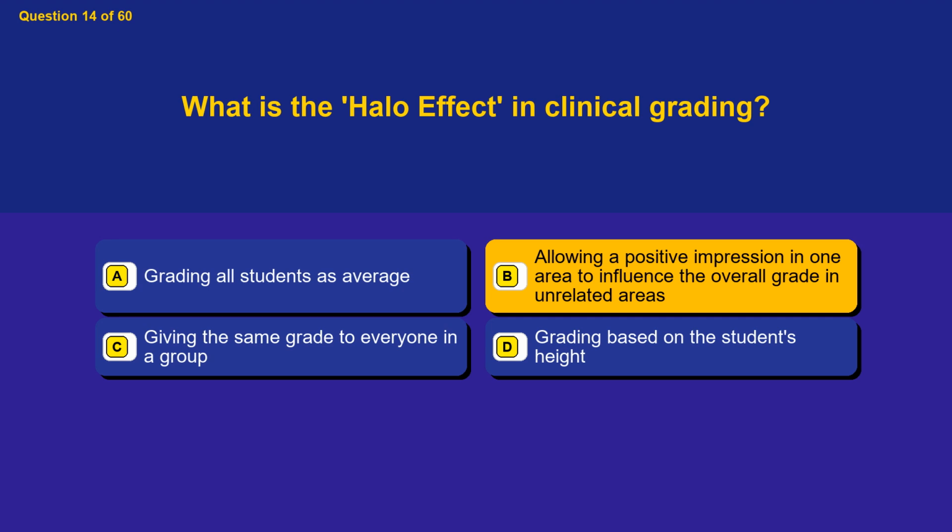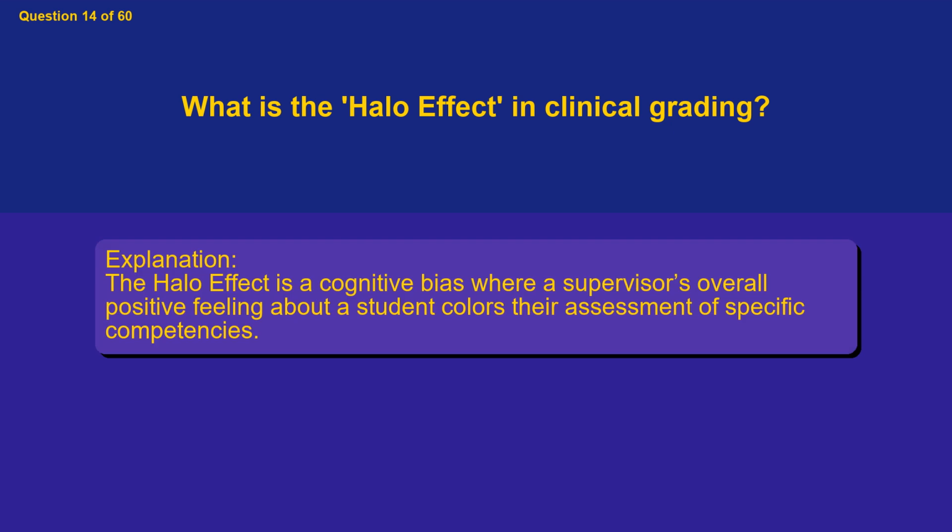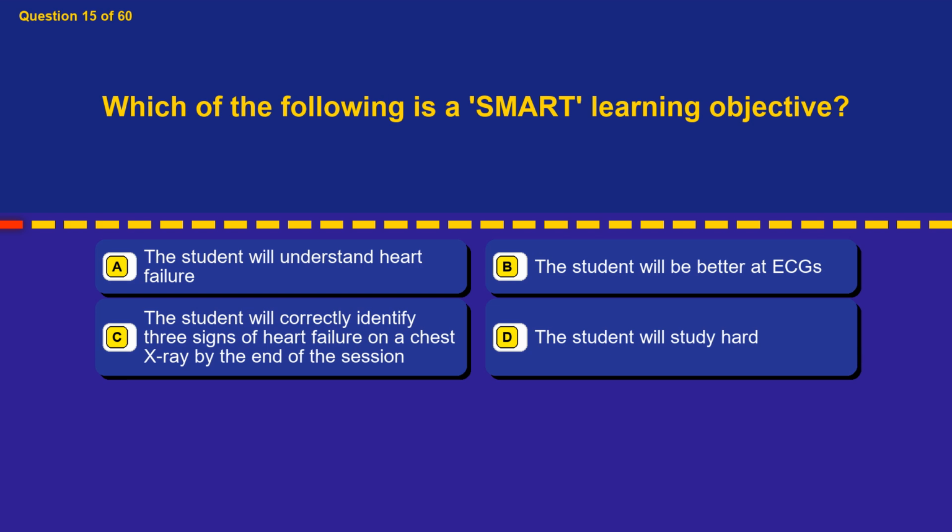The correct answer is option B, allowing a positive impression in one area to influence the overall grade in unrelated areas. The halo effect is a cognitive bias where a supervisor's overall positive feeling about a student colors their assessment of specific competencies. Question 15. Which of the following is a SMART learning objective?